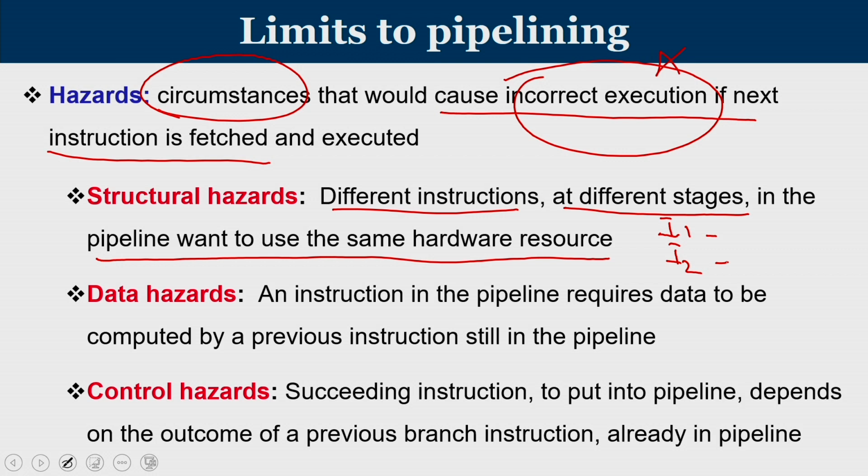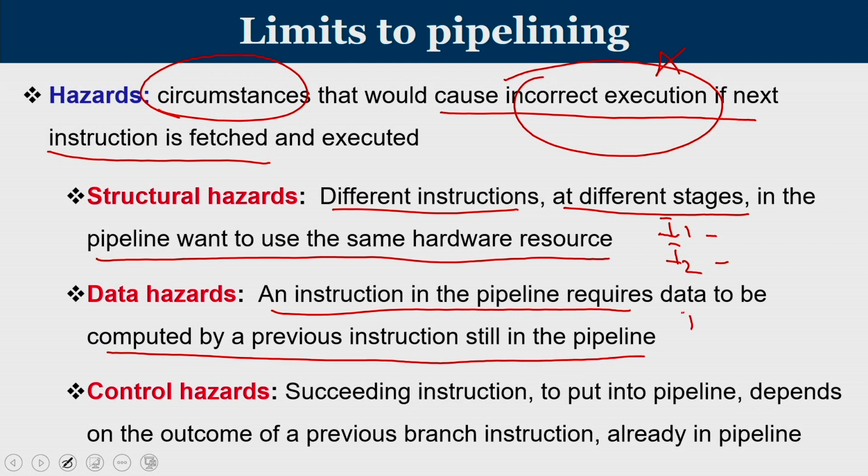In a data hazard, an instruction which is already in the pipeline requires data to be computed by a previous instruction still in the pipeline. So, when you have 2 instructions I1 and I2, let us say the second instruction I2 wants data which can be produced by I1, but I1 is not yet complete; I1 is still in the pipeline. This basically happens due to data dependency.